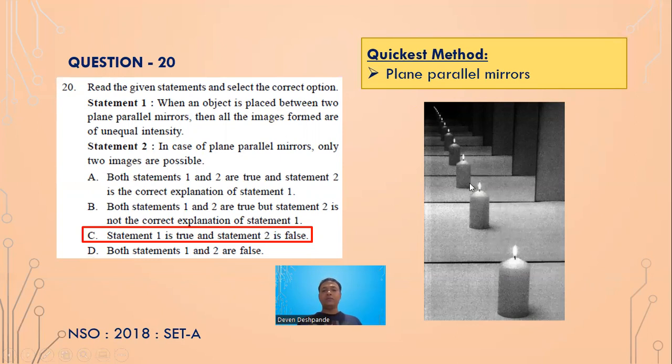It is not a completely polished mirror. The mirror will have some kind of defects or something. So the reflection is not exactly 100%. So the images will be of unequal intensity. The intensity of the images will keep on reducing. And in case of parallel plane mirrors, are only two images possible? No, theoretically infinite images are possible like this. So statement 1 is true and statement 2 is false.